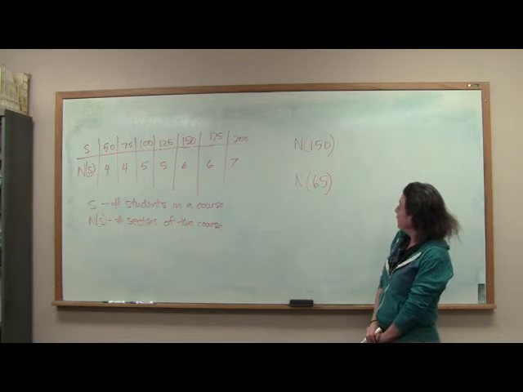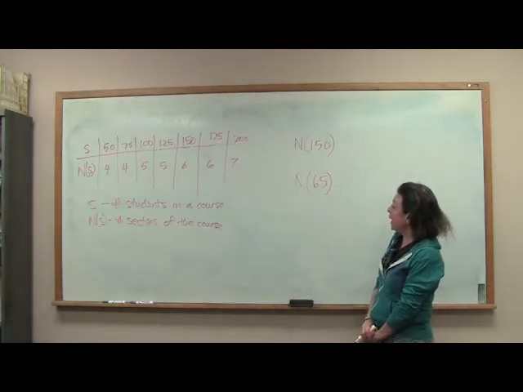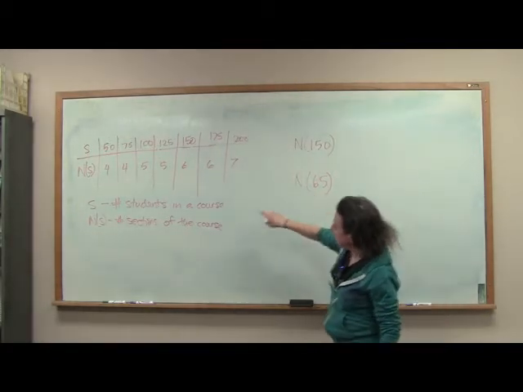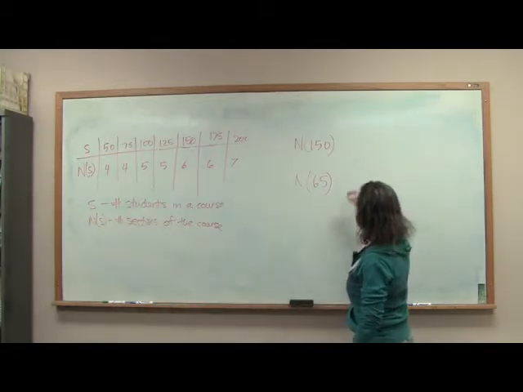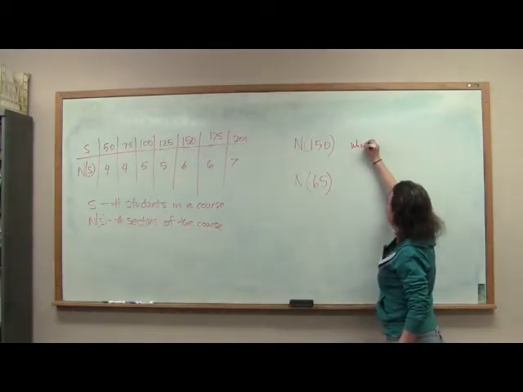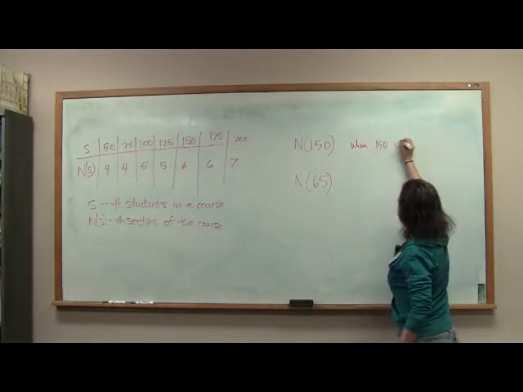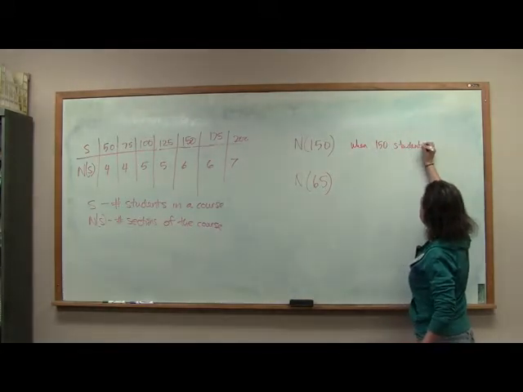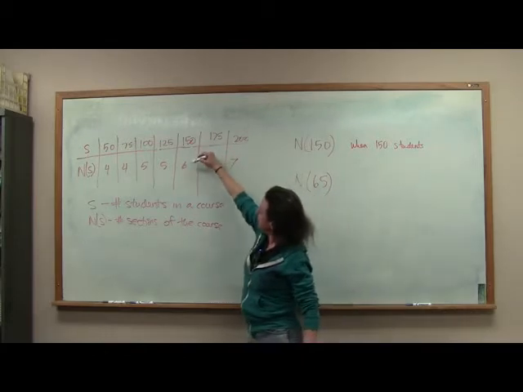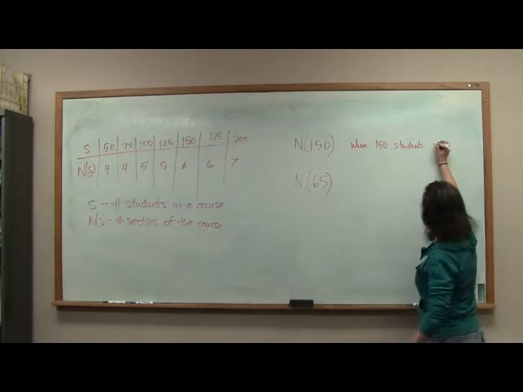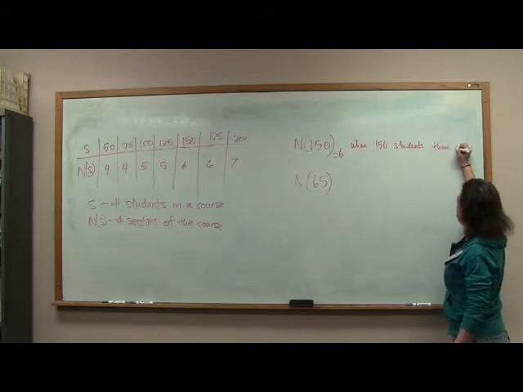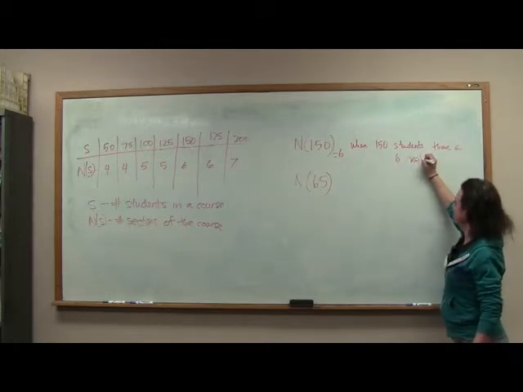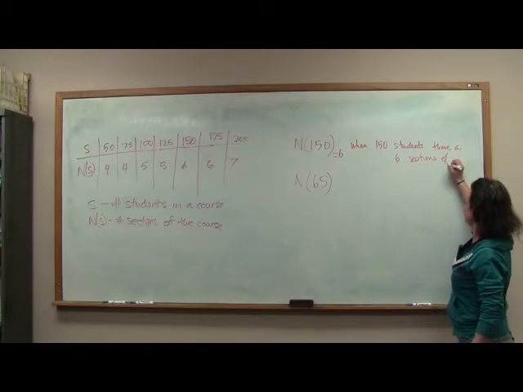Okay. Well, notice the function is N of S, where S represents the number of students. So what this says is when there's 150 students, well, how many sections are there? There's 6. So we'll say that's equal to 6. There are 6 sections offered.